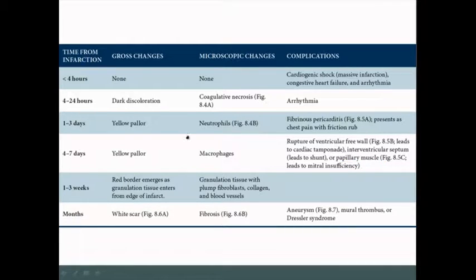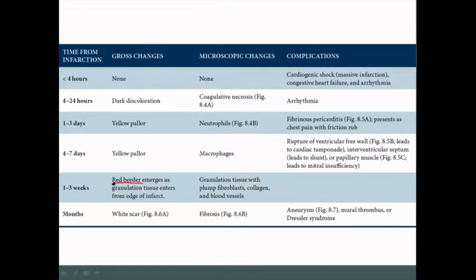Now, of course, the next phase will be granulation tissue. After the macrophages come in, you've got to then create the base for the scar. And the scaffold, or the base for the scar, is called granulation tissue. So granulation tissue, its hallmark will be plump fibroblasts, collagen, and blood vessels. Now, because there are so many blood vessels, what you're going to see on gross examination is a red border coming in from the outside of the dead tissue.